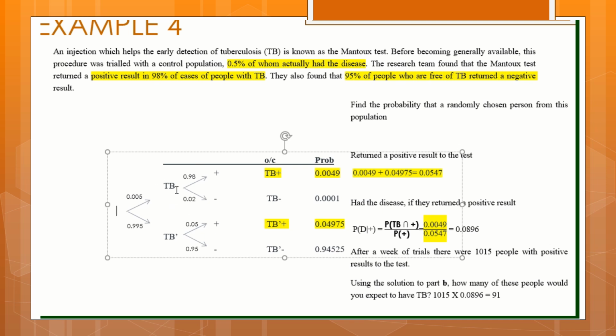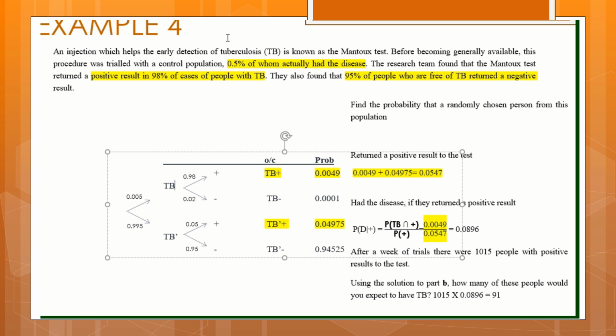So what is the probability that they have TB? 0.5% have TB. So when you change 0.5% into probability, 0.5 over 100, you will get 0.005. So if 0.005 got TB, 1 minus this is 0.995, no TB. All clear there? Okay, 0.5% have the disease, don't have will be 0.995.